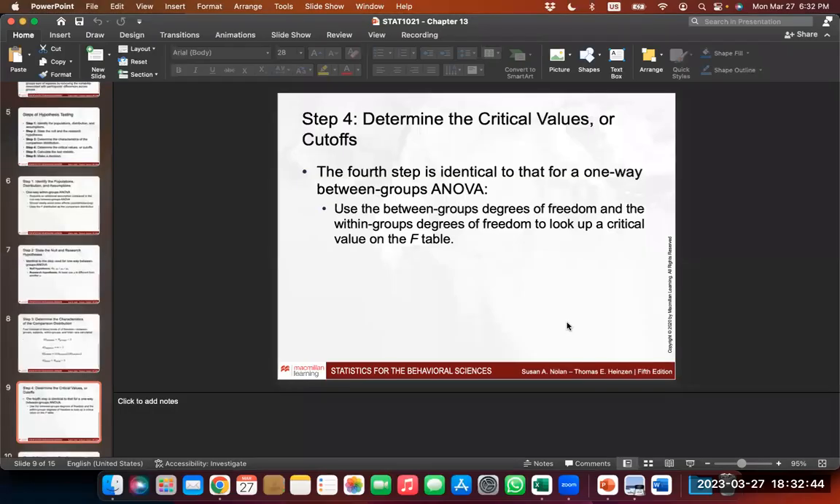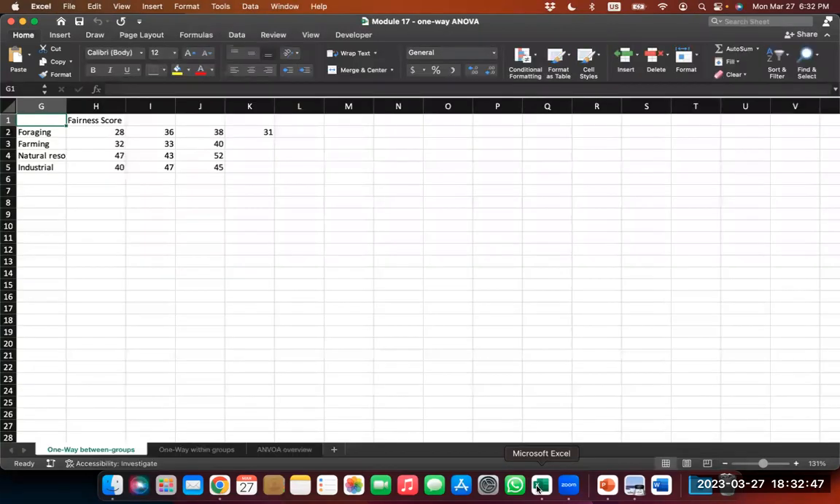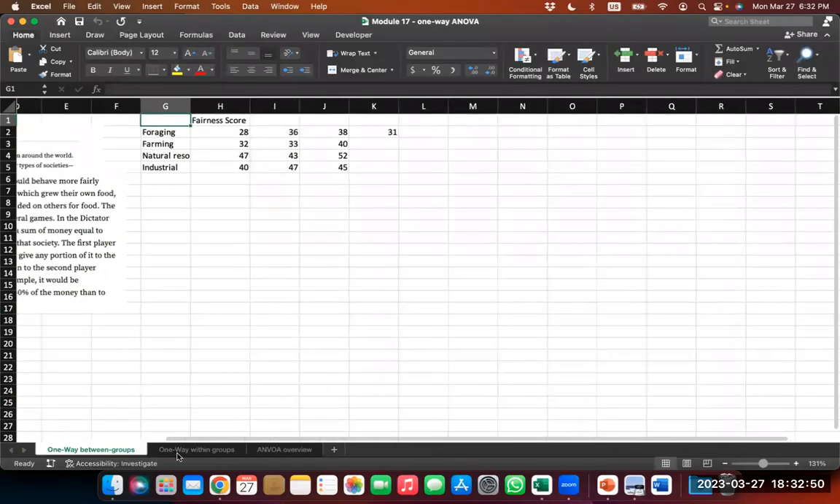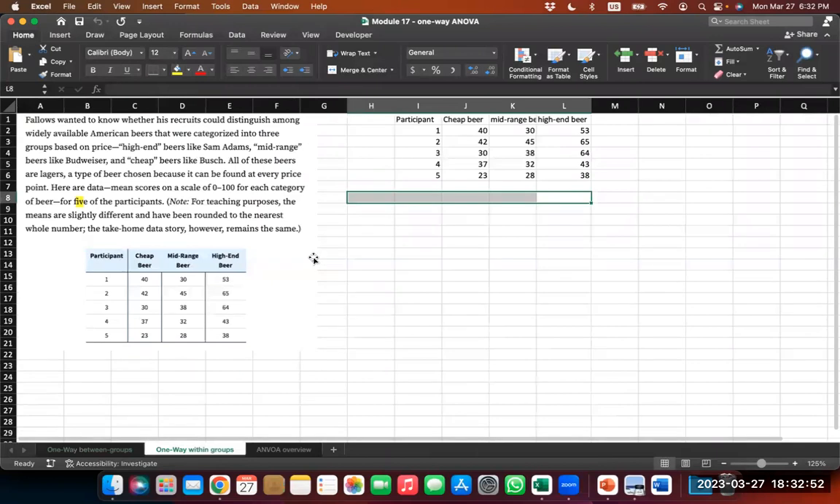And we're going to do this now with our example. Today's example brings us to beer. In the paired samples t-test, we did wine. Now we're going to be tasting beer. We have five participants that taste three different kinds of beer: cheap beer, mid-range beer, and high-end beer, and they are asked to give a rating to these beers. We already see quite some differences here, right? The high-end beer seems to be somewhat higher.